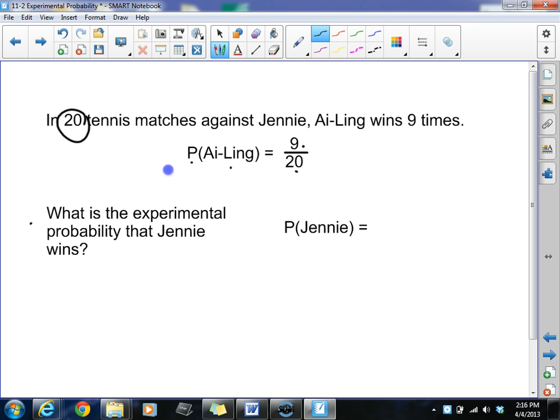Now the question is, what is the experimental probability that Jeannie wins? Well, if Eileen won 9 times, that would mean Jeannie won 11 times. So it's going to look like this. We're going to put our total number, so that's 20 right here, on the bottom, and Jeannie won 11 times. So our experimental probability that Jeannie will win is going to be 11 20ths.